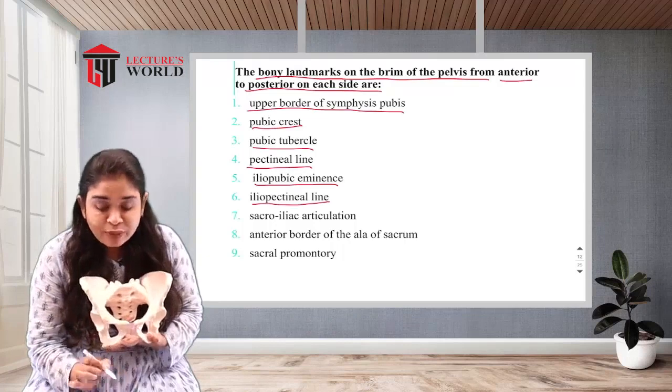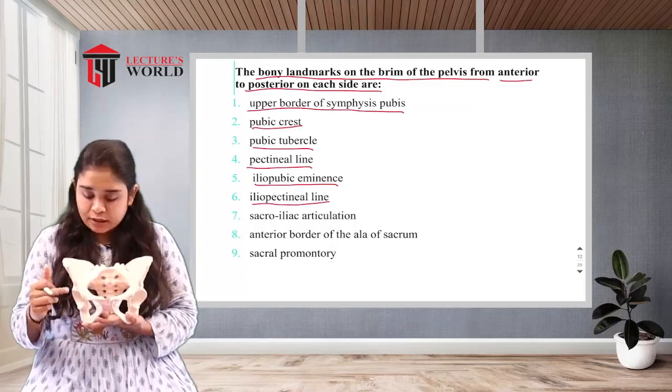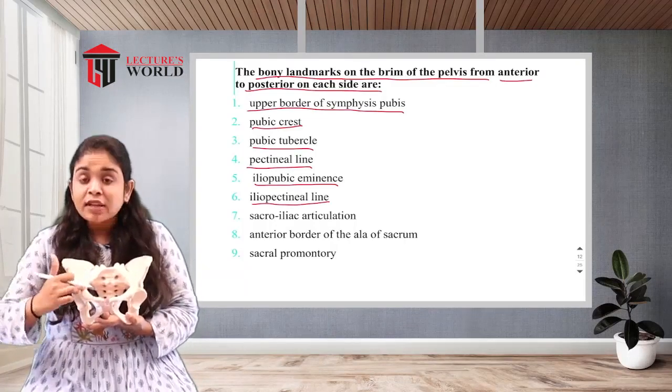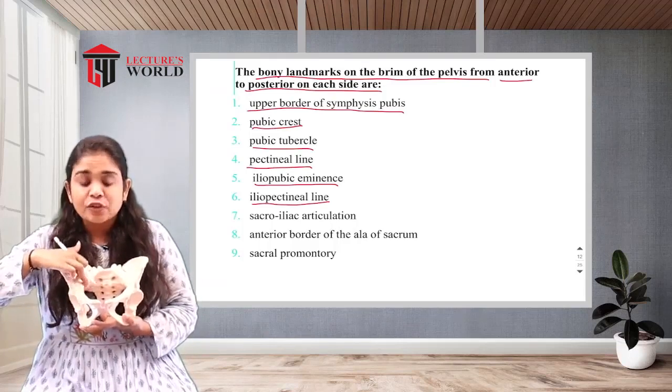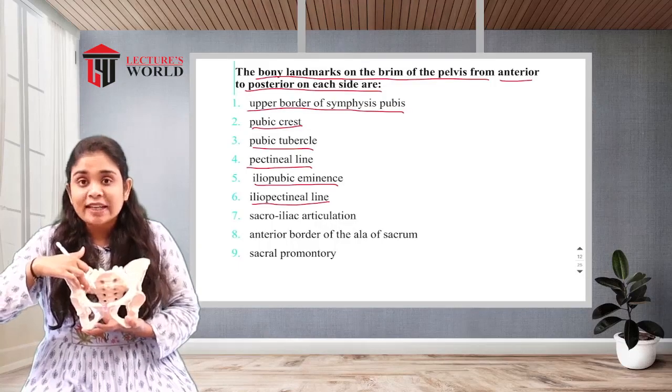Then after the iliopubic eminence, again one line is coming. When this eminence is ending, soon after that one line is starting. That is known as the iliopectineal line.